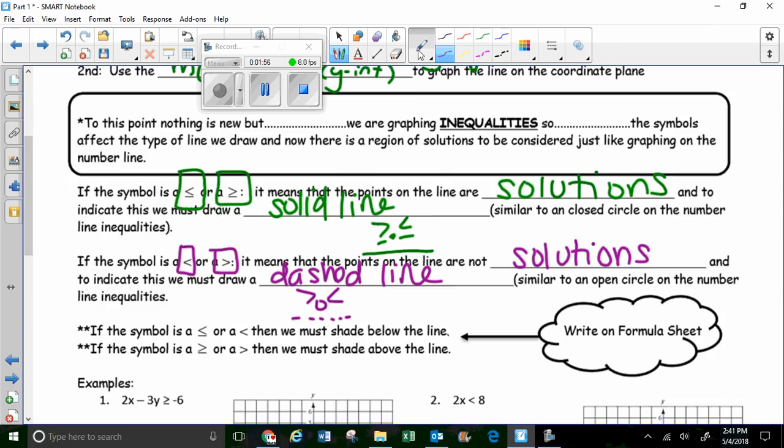I would add those to your formula sheet, as well as the fact that if it's a less than or equal to or less than, then we're shading below the line. If it's a greater than or equal to or a greater than, then we're shading above the line.